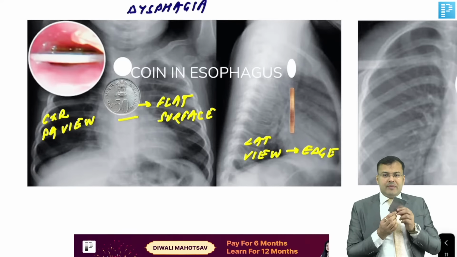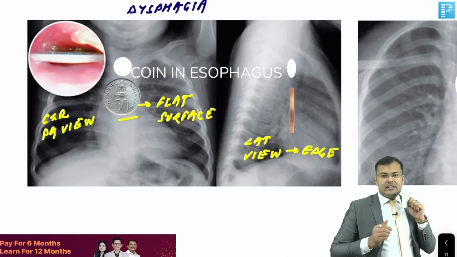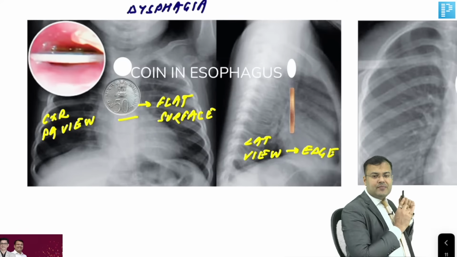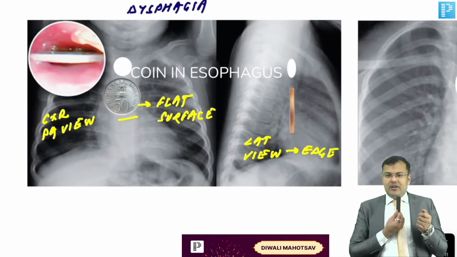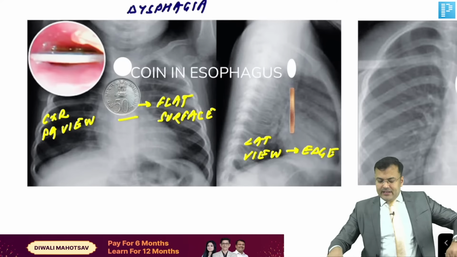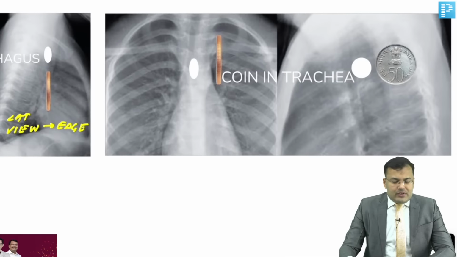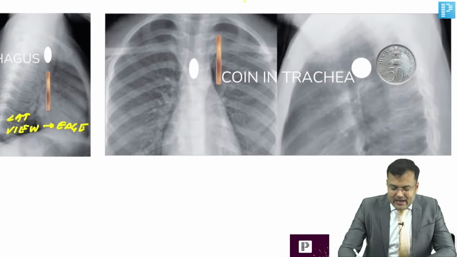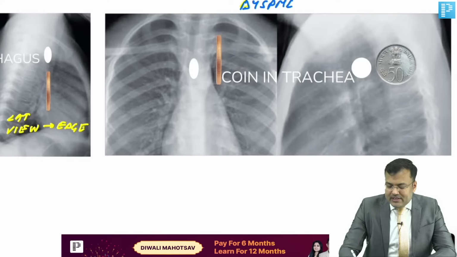Got it? So, I am repeating. In esophagus, coin goes like this, so on PA view, flat surface, and on lateral view, the edge. In trachea, coin goes like this, so on PA view, the edge, and on lateral view, the flat surface. Whenever coin goes in trachea, these patients are having dyspnea.